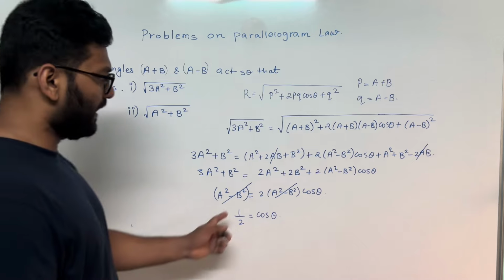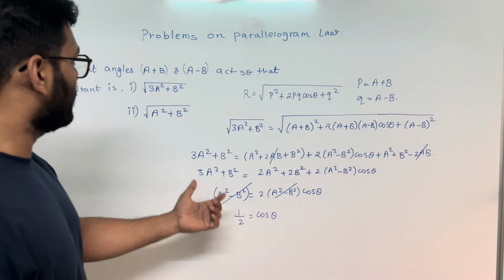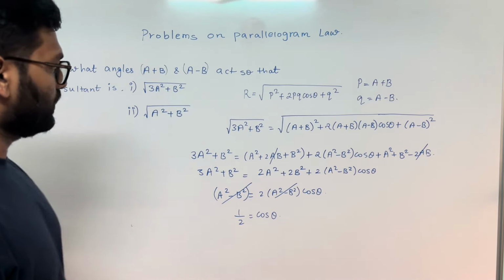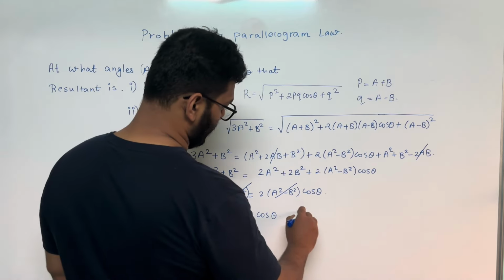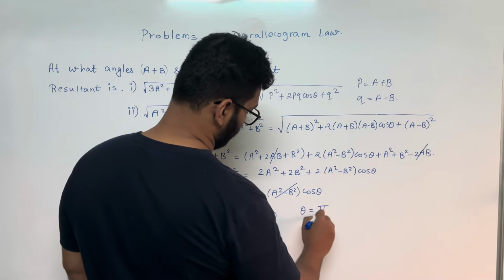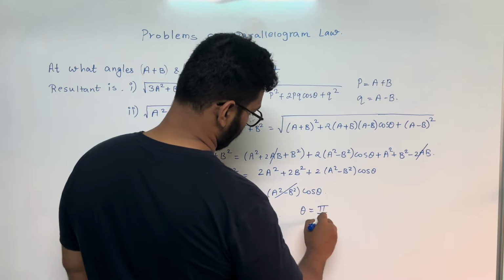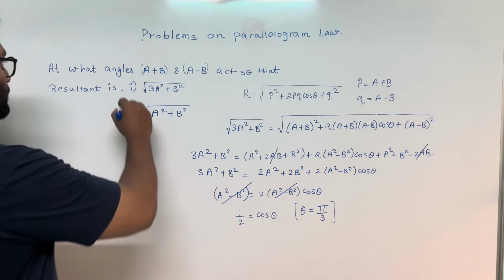Okay, obviously a and b are not equal. If a and b are equal, then it will be 0, right? It's not possible. Okay, so cos theta is 1 by 2, then theta has to be pi by 3, that is 60 degrees. In radians it is pi by 3 radians, and in degrees it is 60 degrees. So we have done this one.